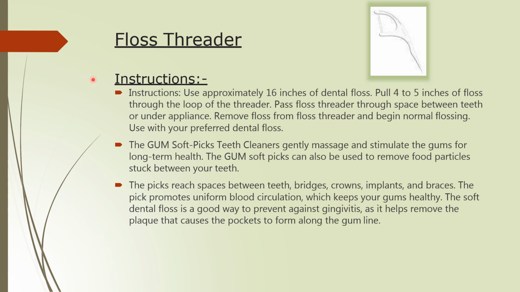Floss threader. How to use a floss threader. Instructions: use approximately 16 inches of floss, and pass 4 to 5 inches of floss through the loop of the threader. Pass the floss threader through the space between teeth and or under the appliance. Remove the floss from the floss threader and begin normal flossing with your preferred dental floss.